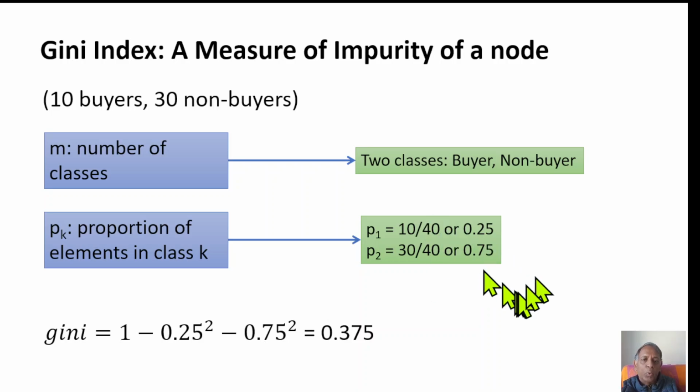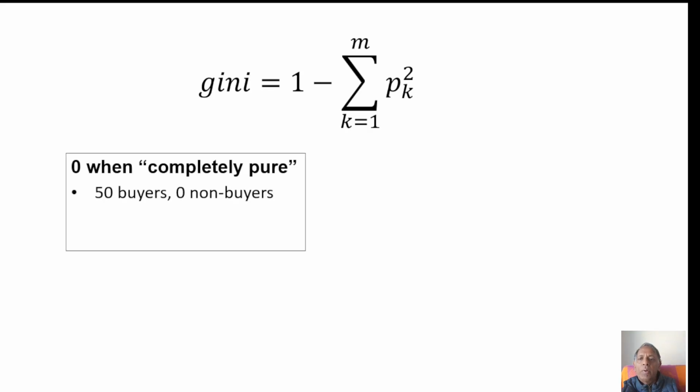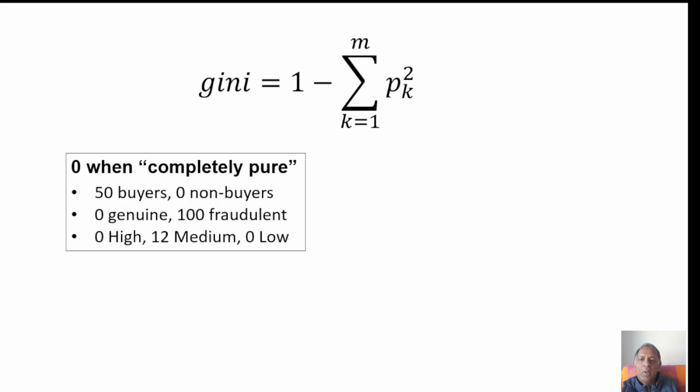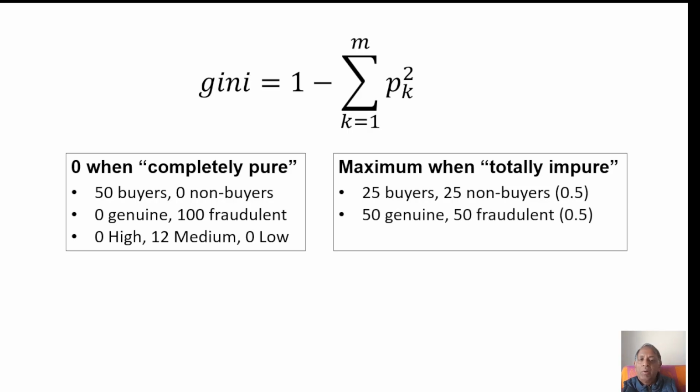Of course, P1 plus P2 must always be 1. So if one of them is 1, then the node is completely pure. For example, 50 buyers, 0 non-buyers, or 0 genuine, 100 fraudulent. These are just different examples. 0 high, 12 medium, 0 low. This is a case where you have 3 classes, not 2, but all of them in this particular node are medium. And the index is at its maximum when it's completely impure, which means equal: 25 buyers, 25 non-buyers, 50, 50, 4, 4, 4, whatever.